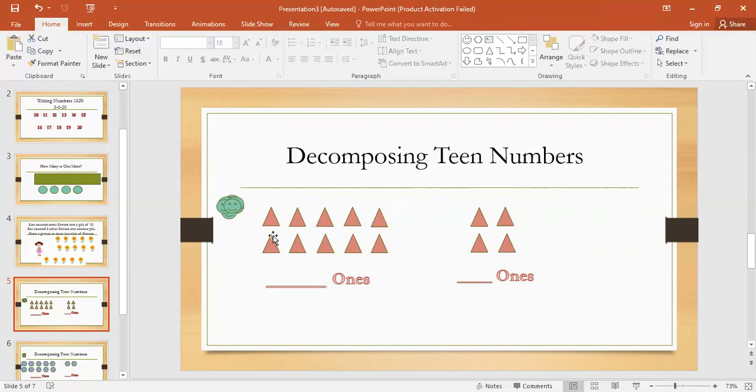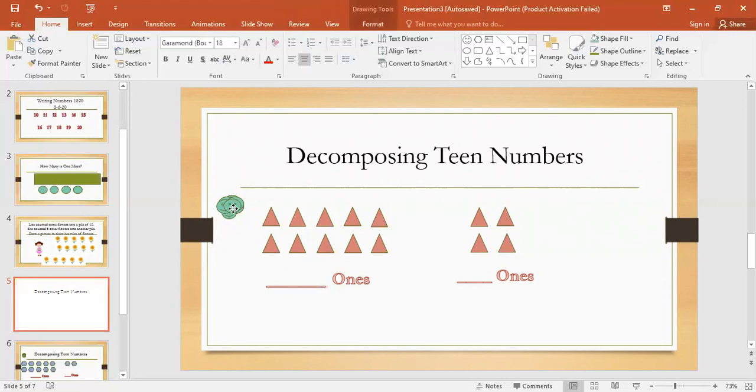Okay, so I have a certain number of triangles here. So what we're going to do is we're going to count this first group of triangles until we get to 10. We are going to put smiley faces down as we count to show our group of 10. So please go ahead with me and count as we count these objects. You ready?